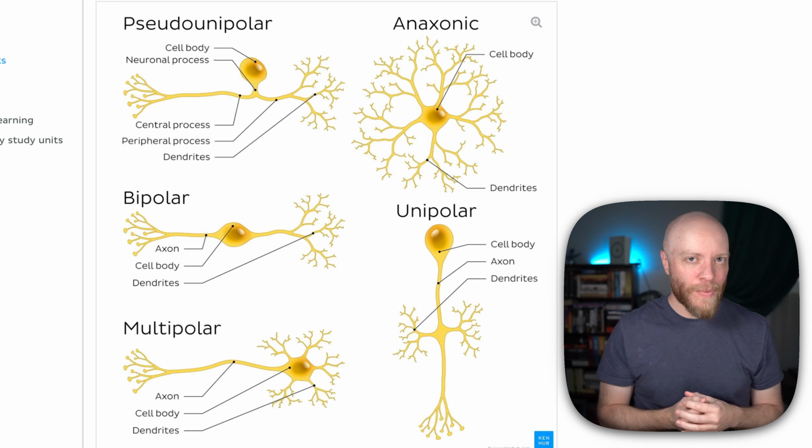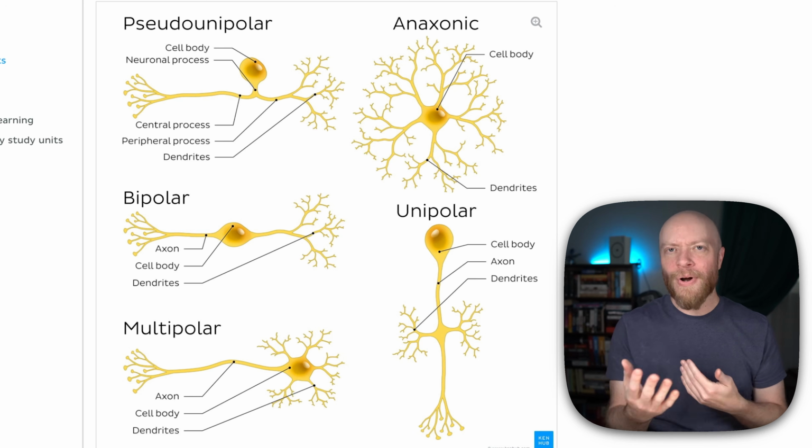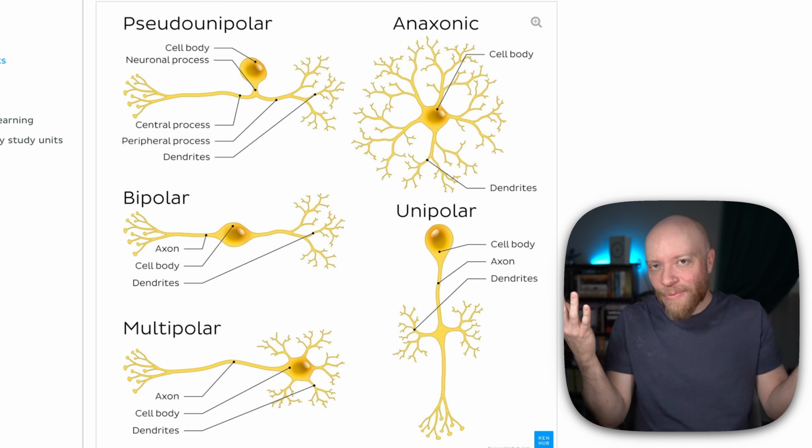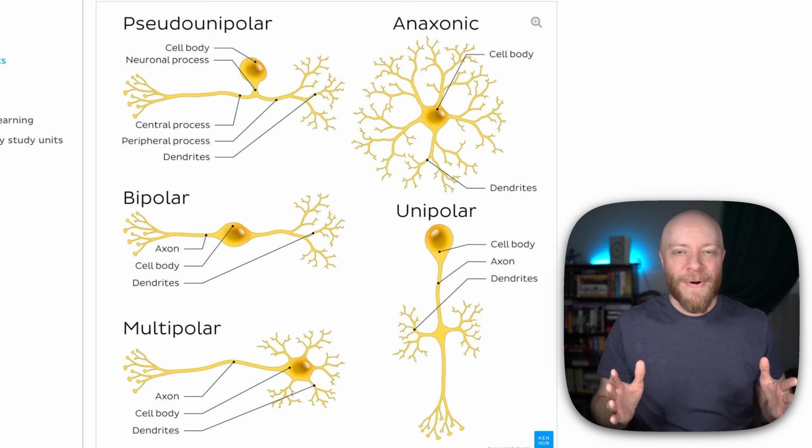Now, before we can really dive into that, and before we could really understand what all that means, it's probably best that we take a step back and introduce ourselves to neurons to begin with. What are they? Where do we find them? That type of thing, because there are different types of neurons. Not all of them are the same.